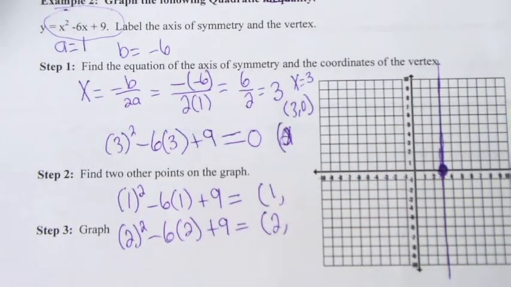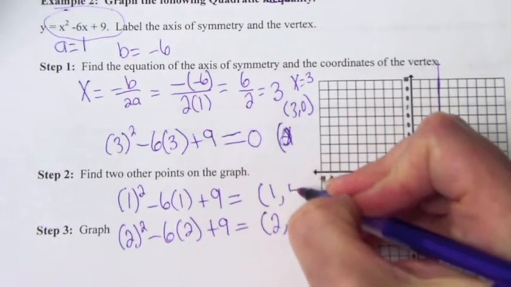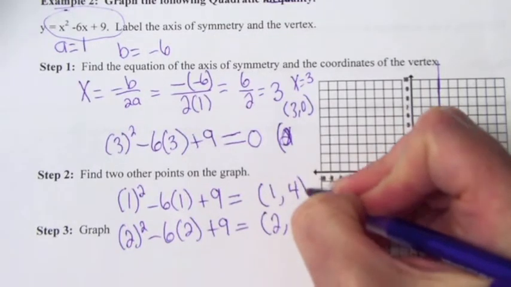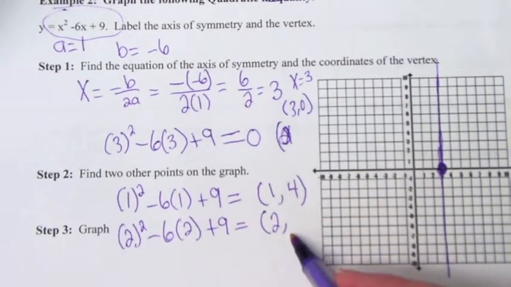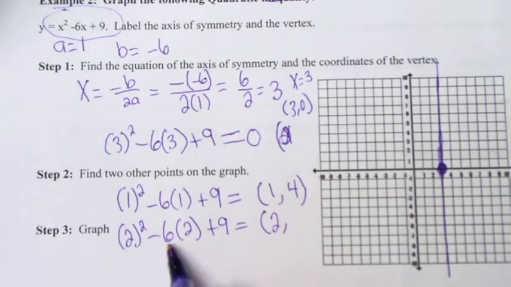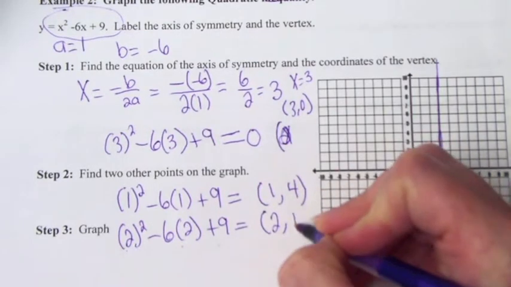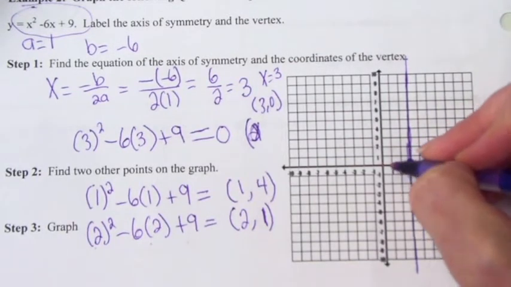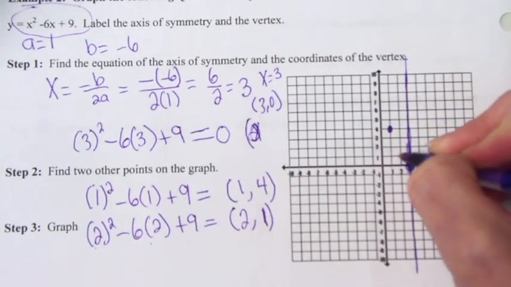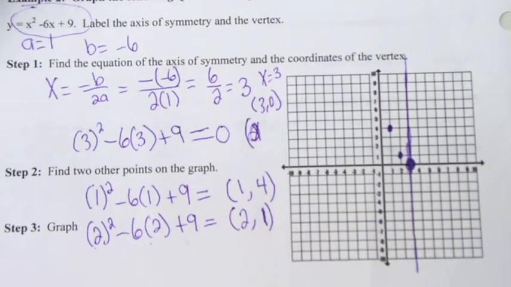So let's find out what those are going to be. 1 minus 6 is -5. -5 plus 9 is 4. This one, 2 squared is 4, minus 12 is -8, plus 9 is 1. So 1, 4, and 2, 1. So put those points on your graph. 1, 4, 2, 1. And there's half your parabola.